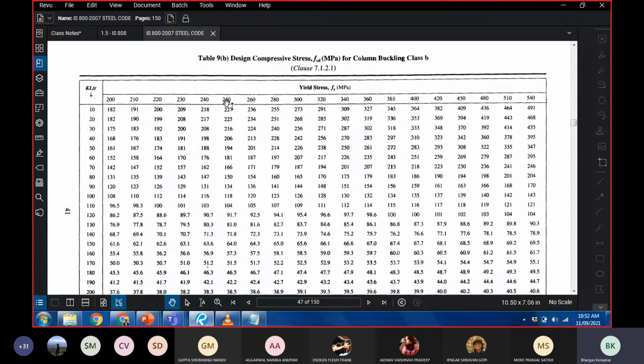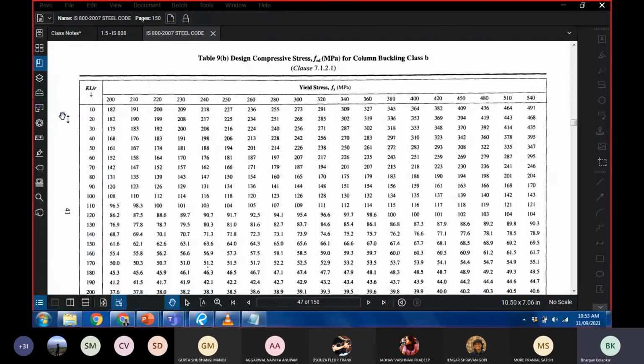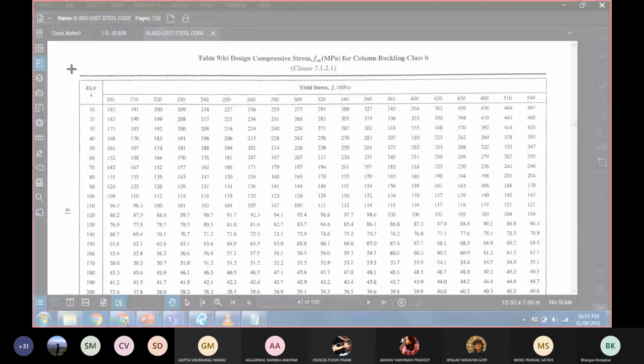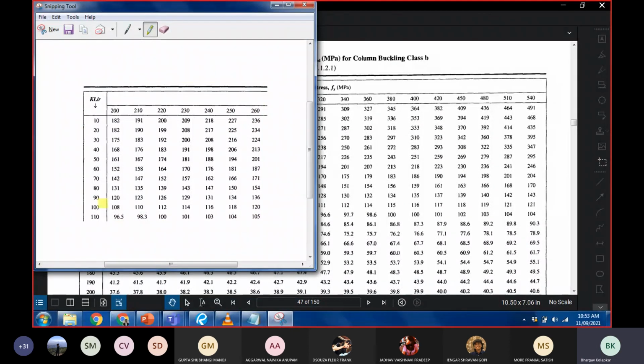Here, our yield stress is 250 megapascals. Therefore, we have to look at this column. And the slenderness ratio is 99, so we have to look for a number between 90 and 100. I'll just quickly take a screenshot. So we have to look at 90 and 250, which is this number, and 100 and 250, which is this number.